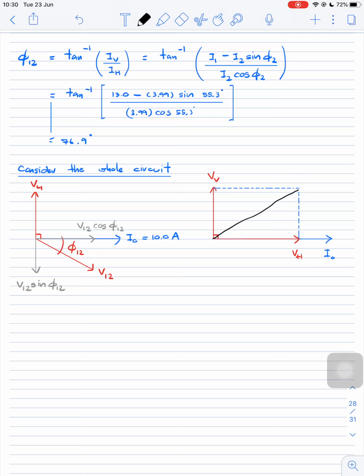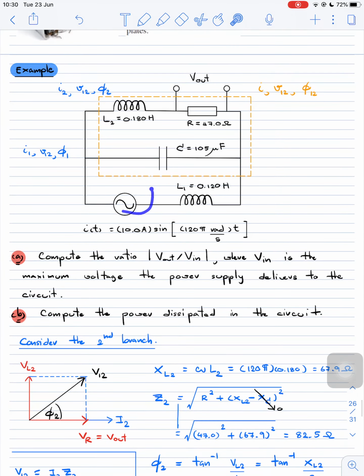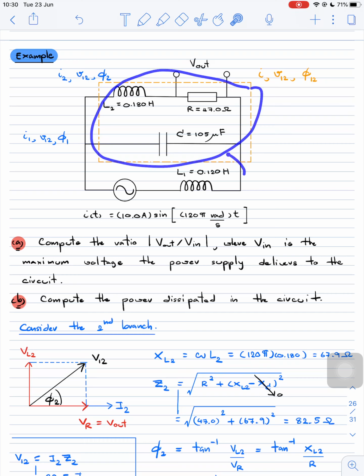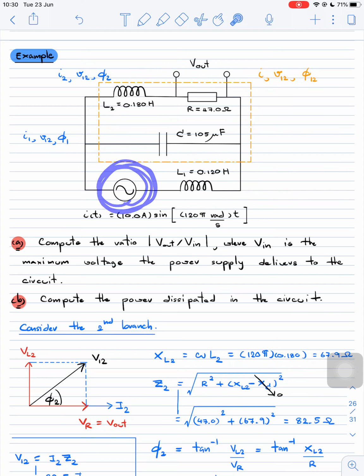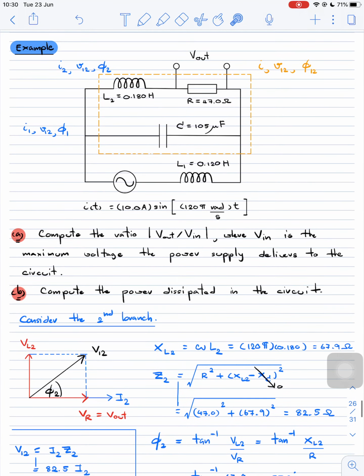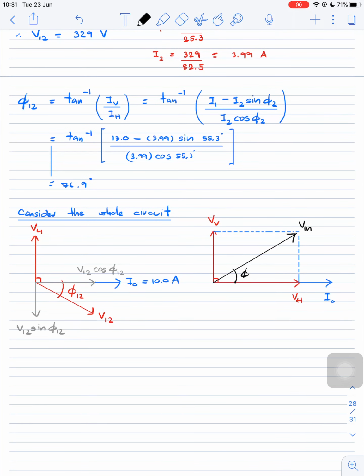Then we can get this vector. What is this vector? This vector is going to be the V in of the AC source here, because when we combine this and this together, we get the potential difference across the whole thing, so it must be the same as the potential difference across the AC source, which is the V in. Let's say that the phase between the V of the AC source and the current is equal to phi.